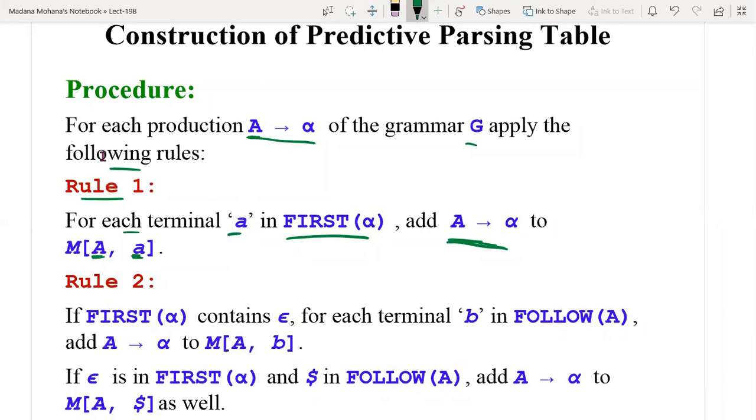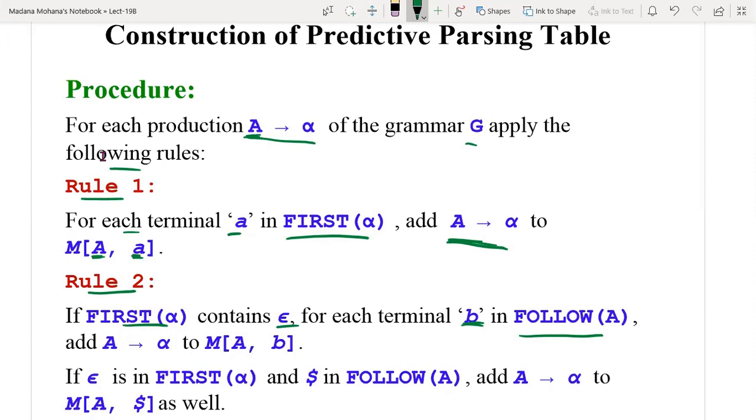for the respective row variable A, you can add A derives alpha. Now coming to rule two: if first of alpha contains null, then for each terminal b in follow of A. So whenever the right hand side alpha has first value containing null, then you have to find the follow of the left hand side variable.